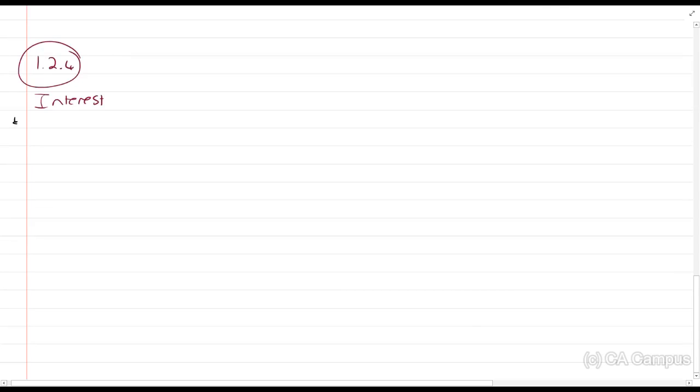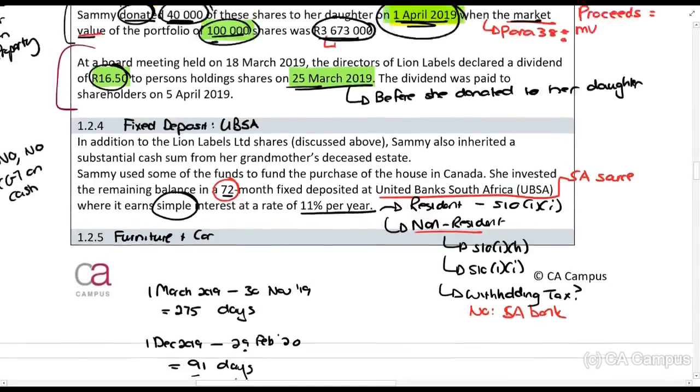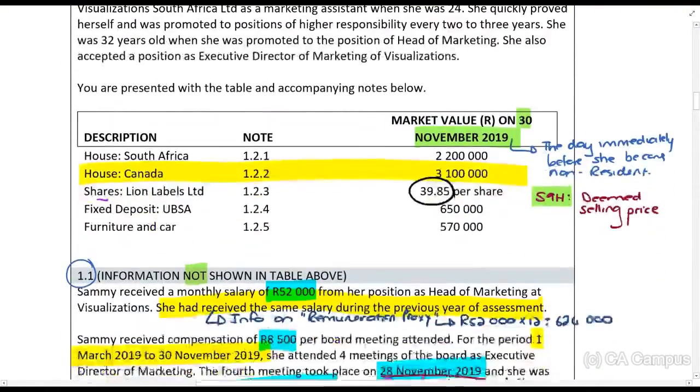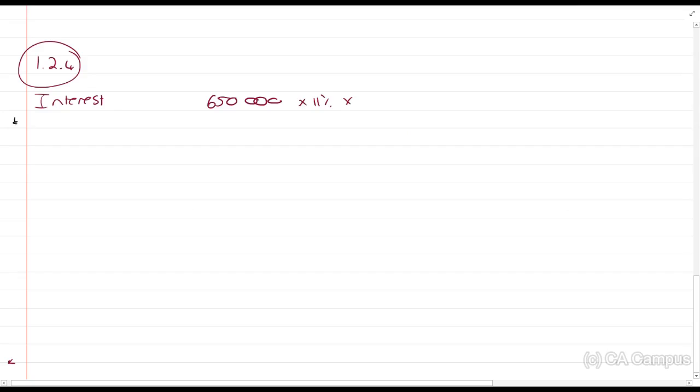So the interest is, she has 650,000 rands in the bank. There's simple interest of 11%, and this was for 275 days out of the 366, where she was a resident. So 53,723. She is now younger than 65, so her section 10(1)(i) is limited to 23,800.